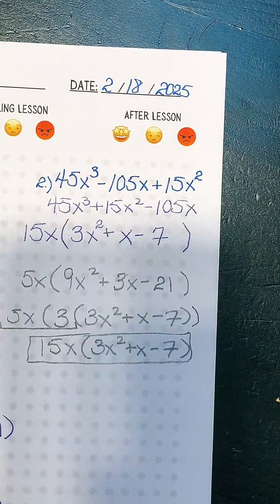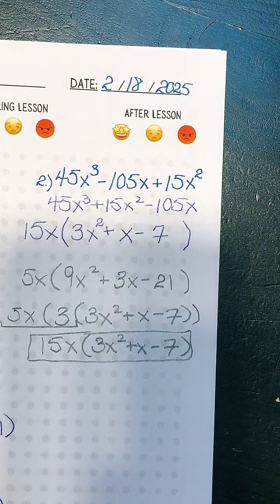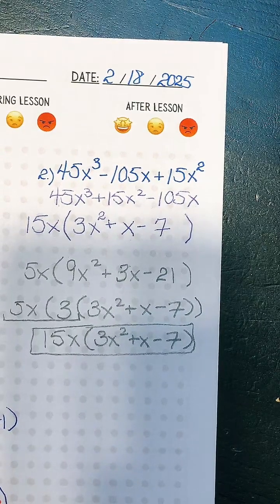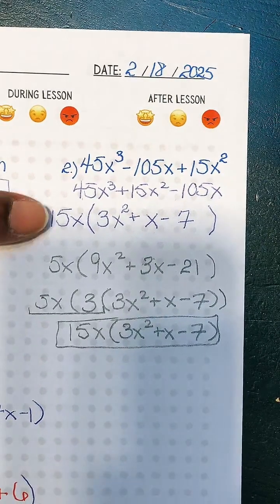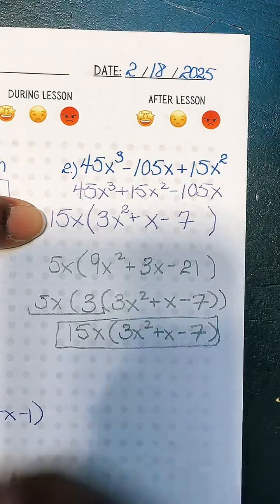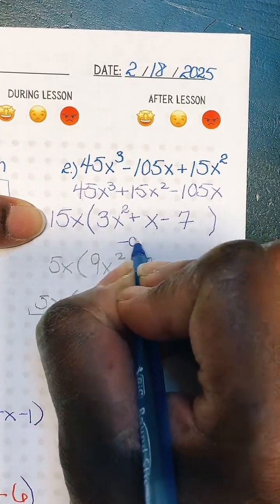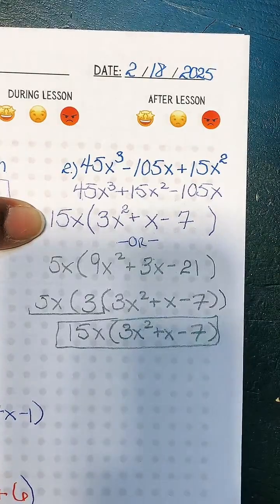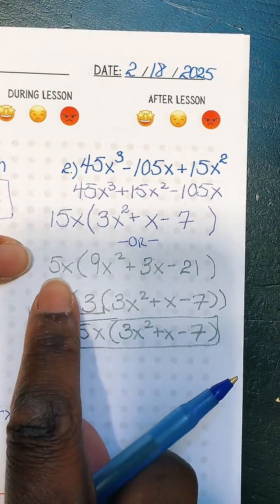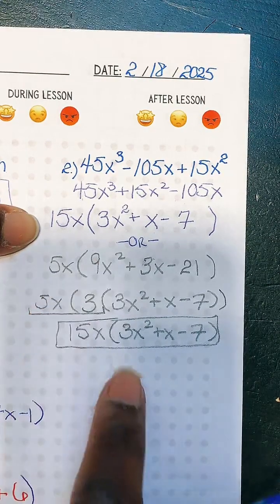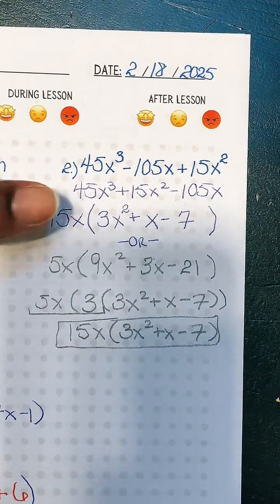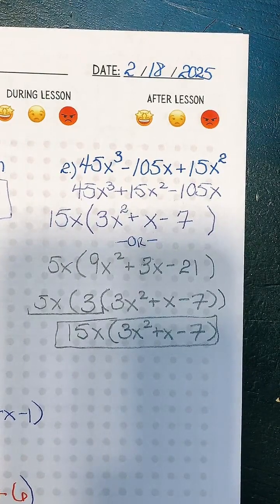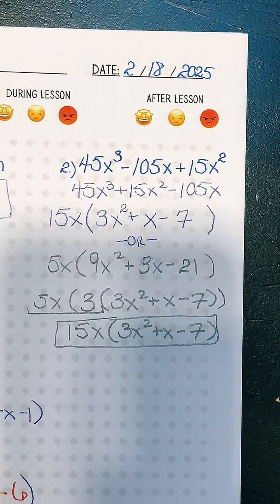With the 45x cubed minus 105x plus 15x squared. So you could stop here at the 15x. I was just showing, just in case, I'm going to put the word "or" there, just in case you said the GCF was 5x instead of 15x, this is what you would have to do if you just stopped at 5x. Okay, so you can just go with that first part. Okay, perfect.